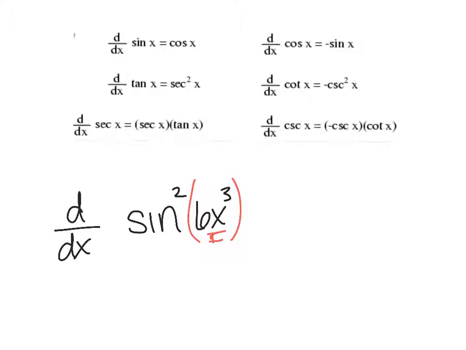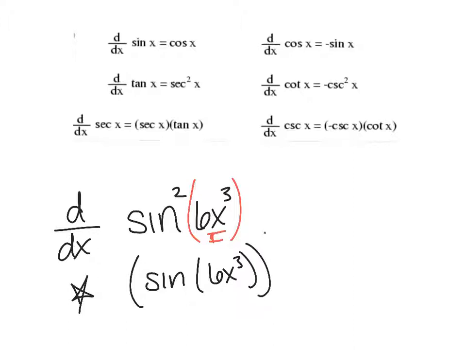Now, the second inside comes when I rewrite this. So I'm not doing any calculus, I'm just simply rewriting this function. Now, you know in trig that we always put that squared term on the sine or cosine function, but it has to get rewritten. So let's star this and make sure we rewrite this correctly. This is really the sine of 6x cubed, close those parentheses, all squared.